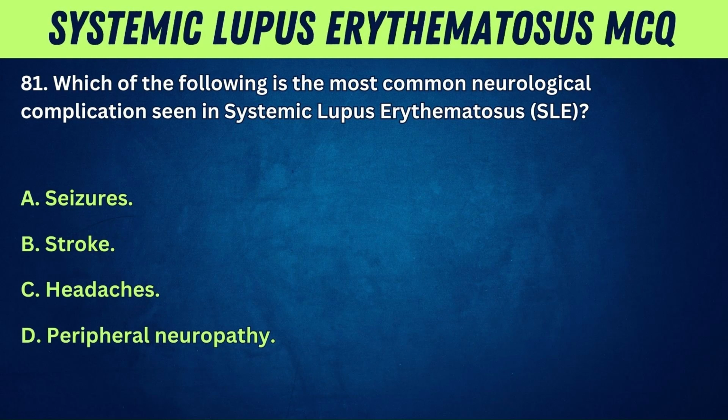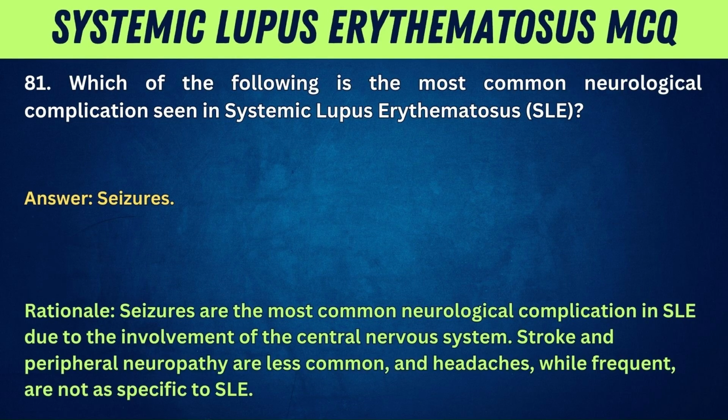81. Which of the following is the most common neurological complication seen in systemic lupus erythematosus, SLE? A. Seizures. B. Stroke. C. Headaches. D. Peripheral neuropathy. Answer: seizures. Rationale: seizures are the most common neurological complication in SLE due to the involvement of the central nervous system. Stroke and peripheral neuropathy are less common, and headaches, while frequent, are not as specific to SLE.